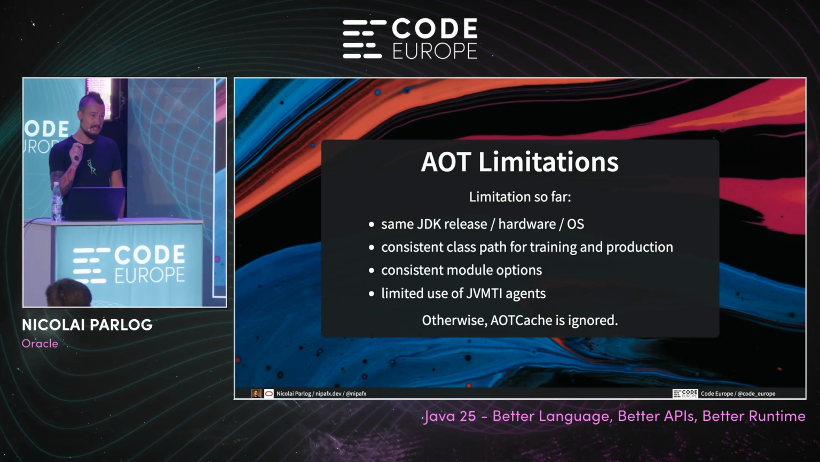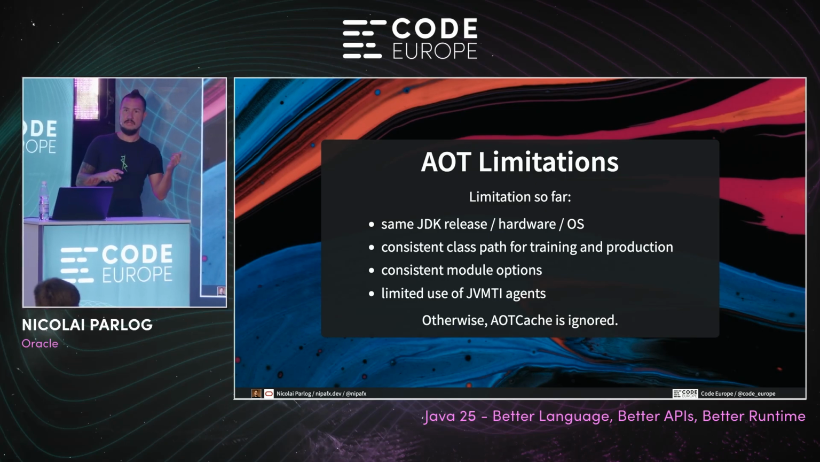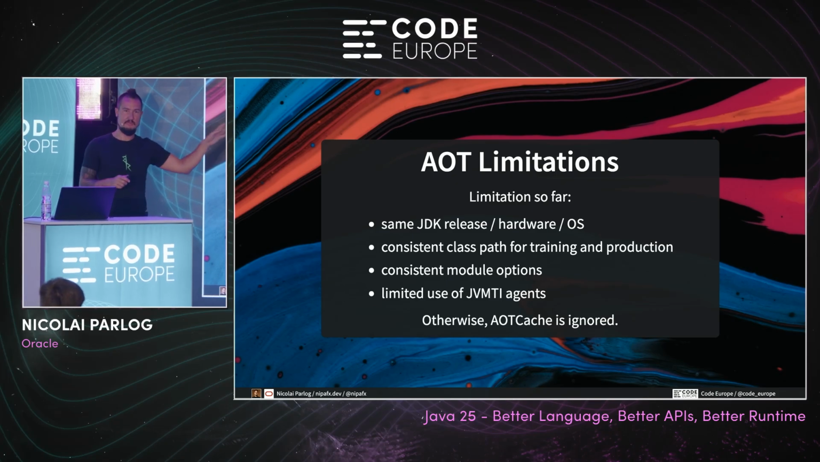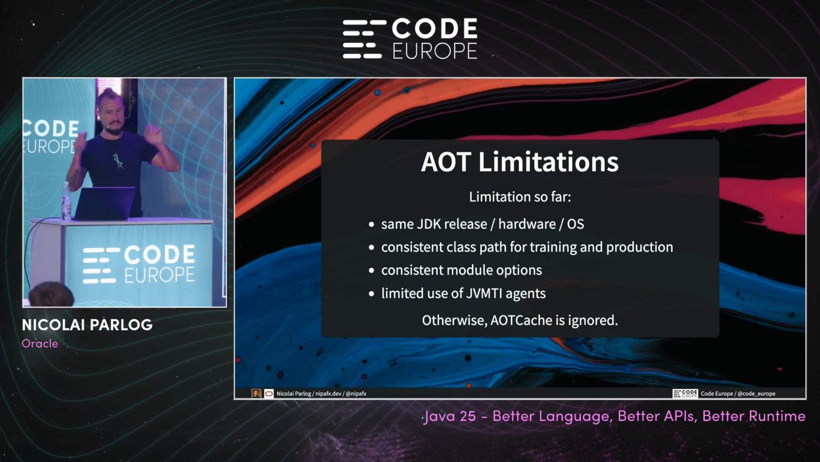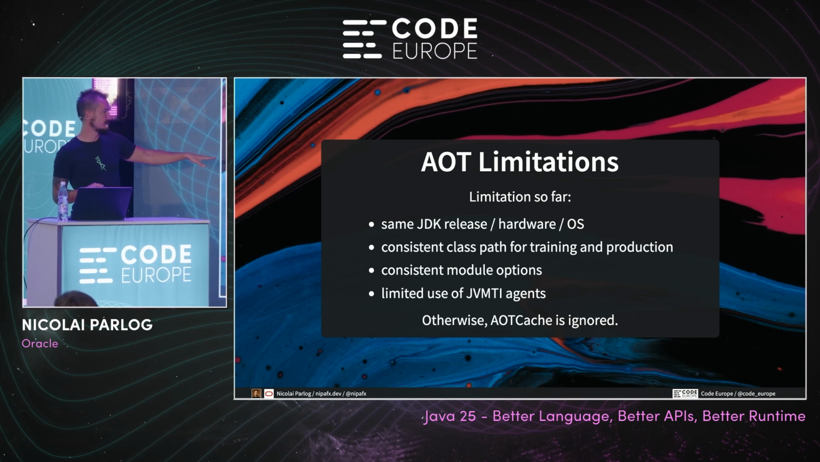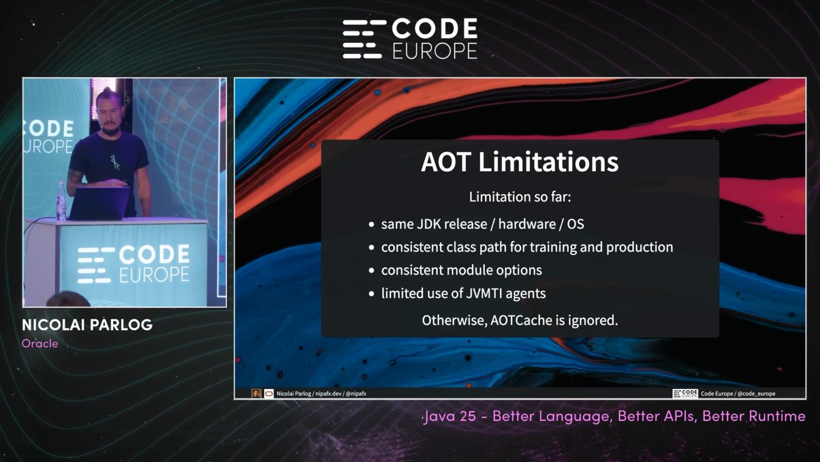There are a few limitations. If you create the cache and then you run it in production, then there needs to be consistency between those two runs. You need to have the same JDK release on the same hardware and operating system. The class path needs to be consistent, and I refer to the JEPs so you can read what that means. The module options need to be consistent, same thing. And JVM TI agents, which can redefine bytecode, can only be used sparingly. If these things are violated, the cache is just ignored. You just did the work with a training run for nothing, but again, it won't impact correctness.